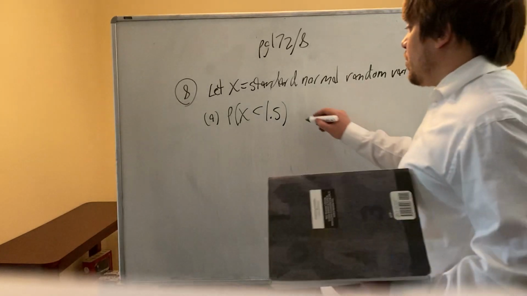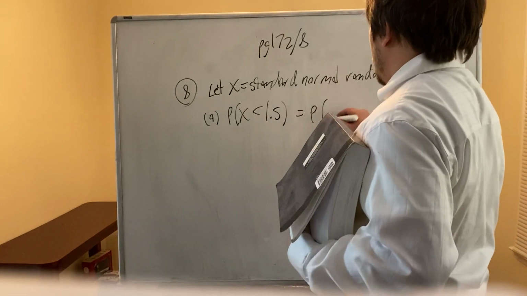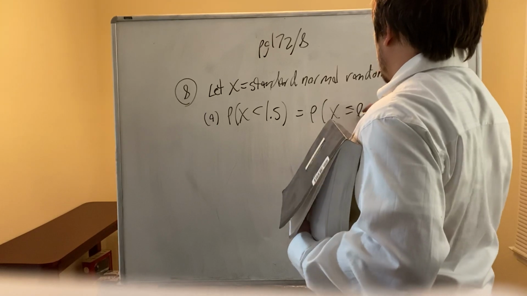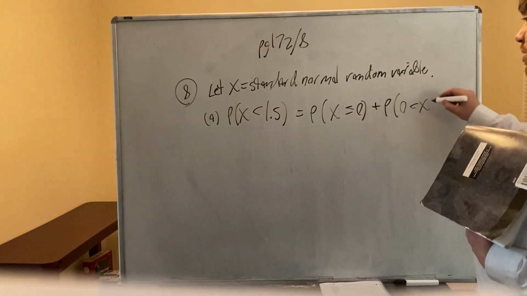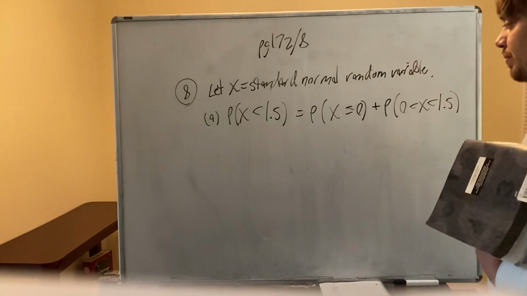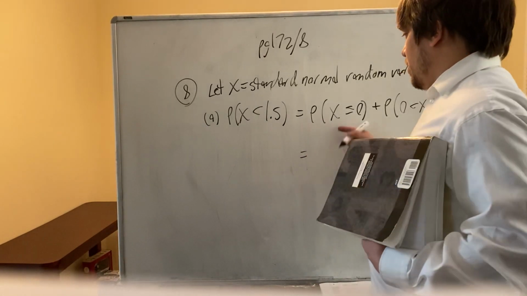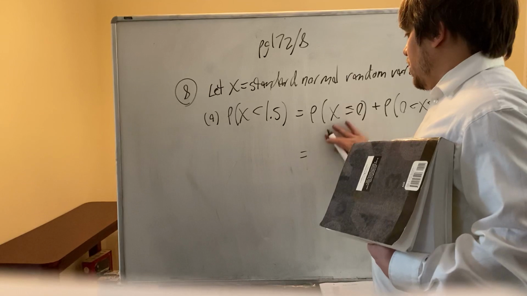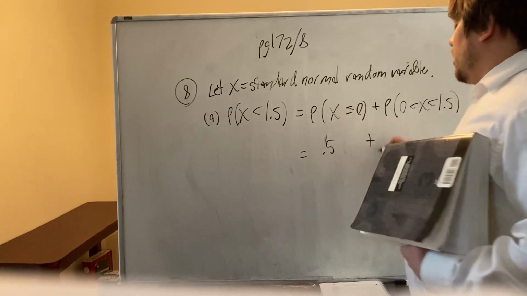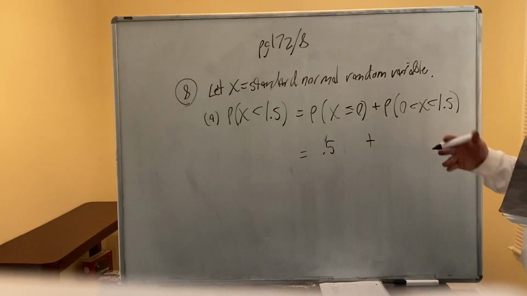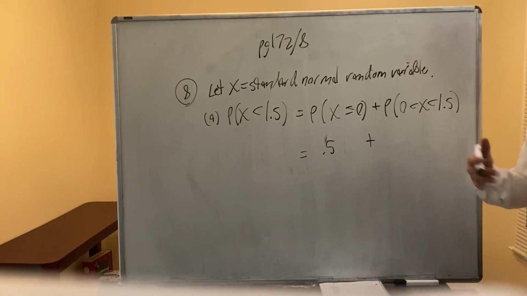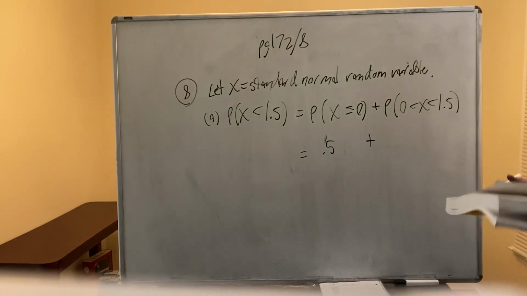And so this is equal to the probability that X is less than or equal to 0, plus the probability that 0 is less than X, less than 1.5. The probability that X is less or equal to 0 is 0.5 or 1/2, right? Because of symmetry. The probability X is greater or equal to 0 is 0.5.